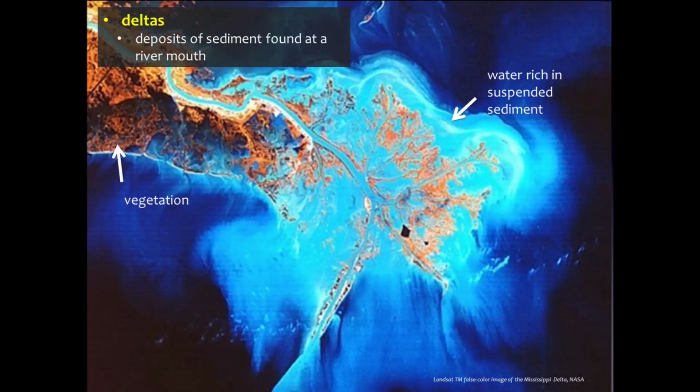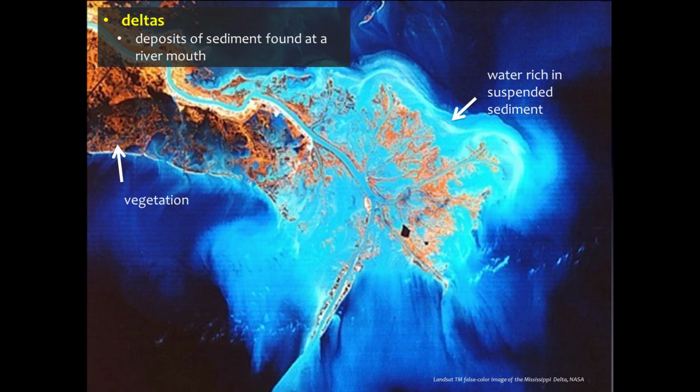Another depositional feature that we see associated with coastlines are deltas. And deltas aren't always formed by longshore drift. Instead, what they are deposits of sediment that are found at a river mouth. So not only do we have deltas occurring in oceans, but we can also have deltas occurring in any body of water that a river empties into: a lake, even a puddle. If you have a little stream entering into it, you might form a delta.